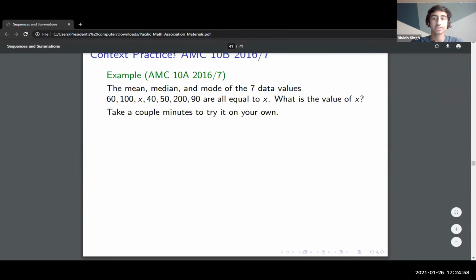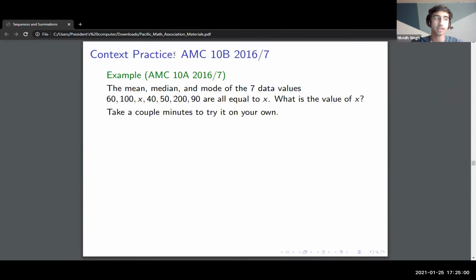All right, so somebody asked a question in the chat, a pretty good question. But yes, the mode will be unique. There will be a unique mode in this problem.